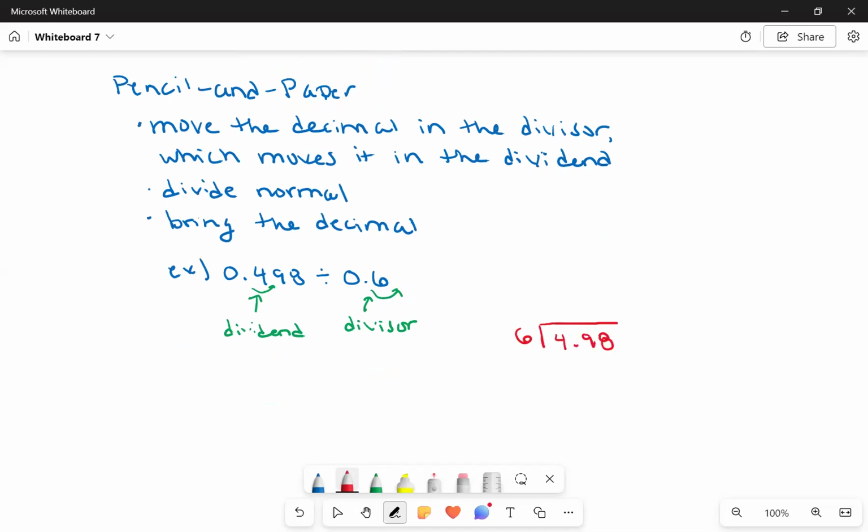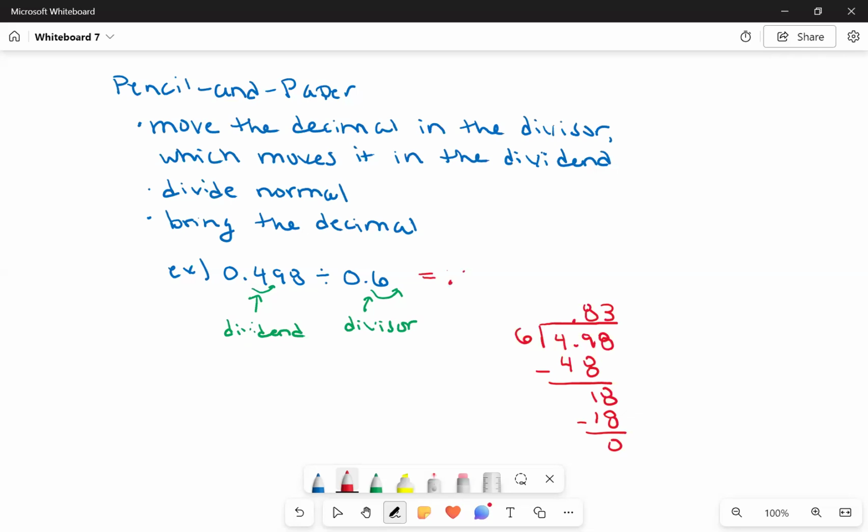So 6 goes into 49 8 times, which will be 48. And we will subtract and get 18. 6 goes into 18 3 times. And that'll give me 0. And then I just bring my decimal up. So 0.83.